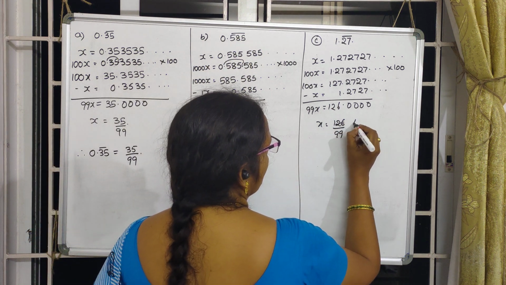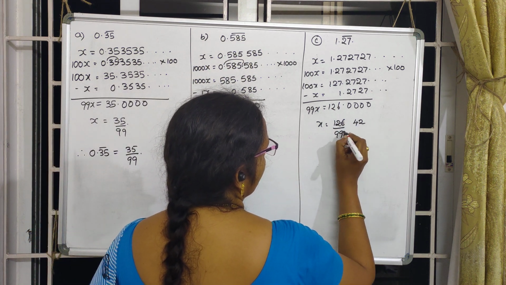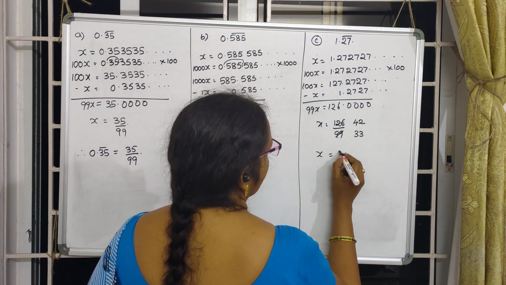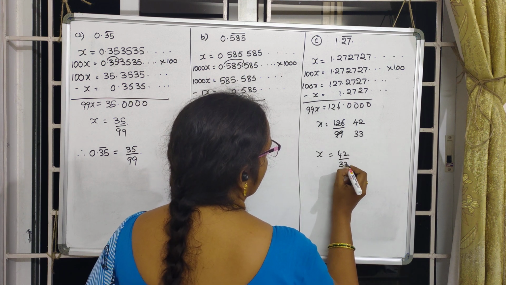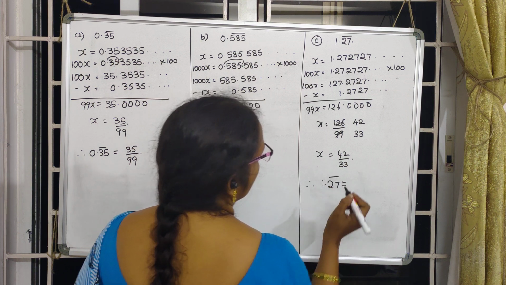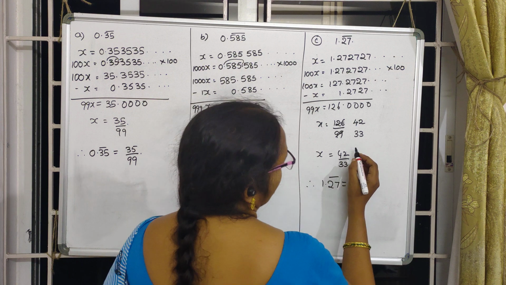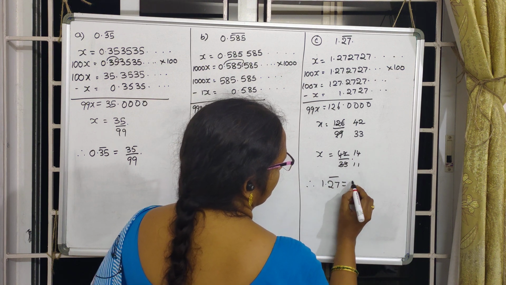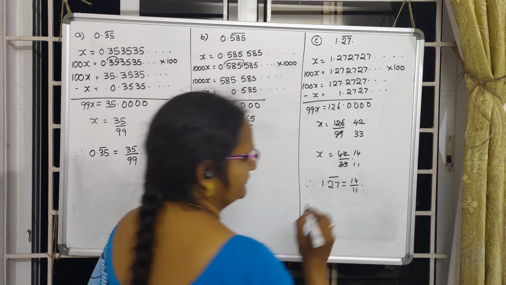The 3 table will go. 3 4s are 12, 3 2s are 6, 3 3s are 9. No other table. x is equal to 42 upon 33. Therefore, 1.27 bar equal to, here the 3 table will go again. 3 1s are 3, 3 4s are 12, 3 11s are 33. So 14 upon 11.